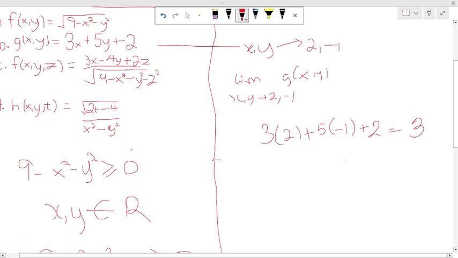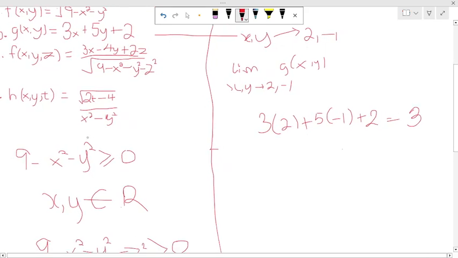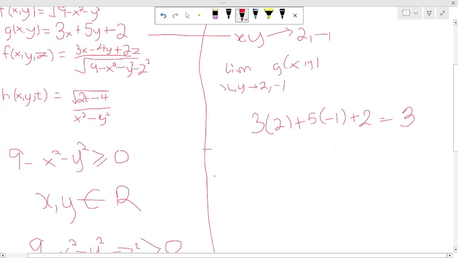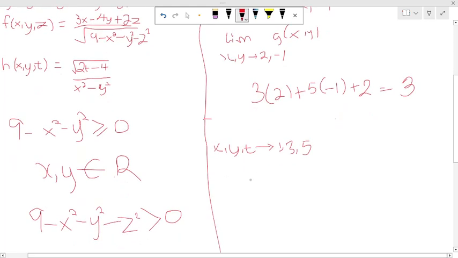So now let's take function h, that's the fourth one. With this fourth one we have 3 variables, that's x, y, and t. So let's say these variables approach the values 1, 3, and 5. What we are going to do is that we are just going to substitute the values of x, y, and t as we did for the previous one.